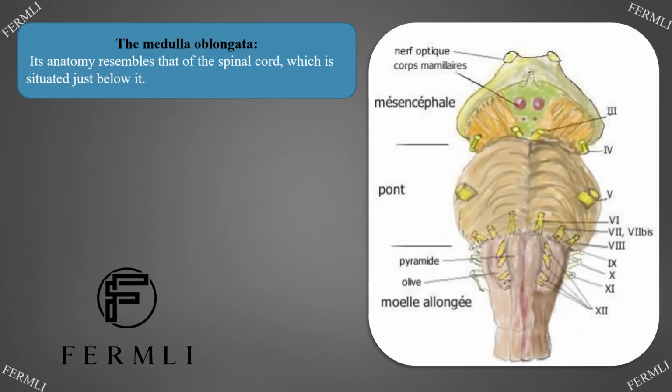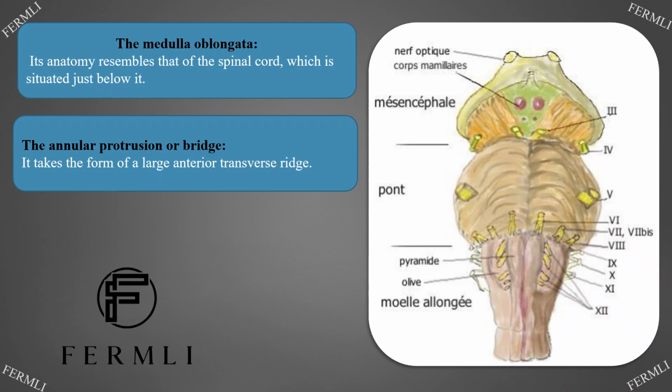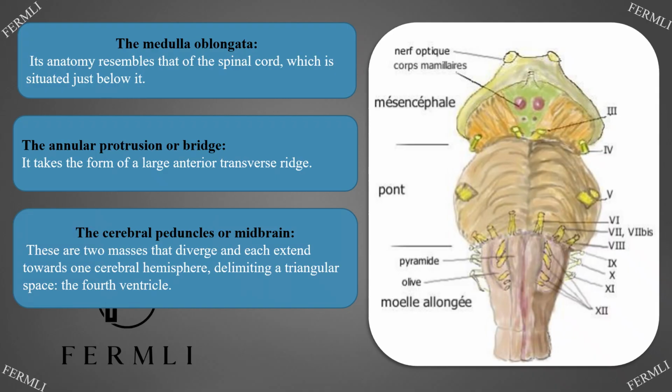The medulla oblongata: its anatomy resembles that of the spinal cord, which is situated just below it. The annular protrusion, or pons, takes the form of a large anterior transverse ridge. The cerebral peduncles, or midbrain, are two masses that diverge and each extend towards one cerebral hemisphere, delimiting a triangular space, the fourth ventricle.